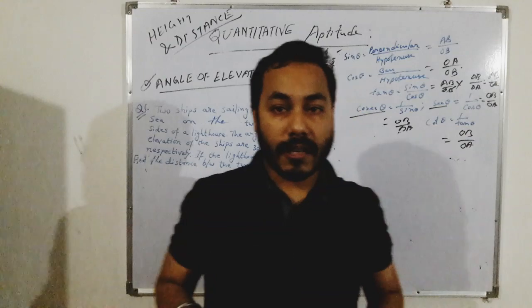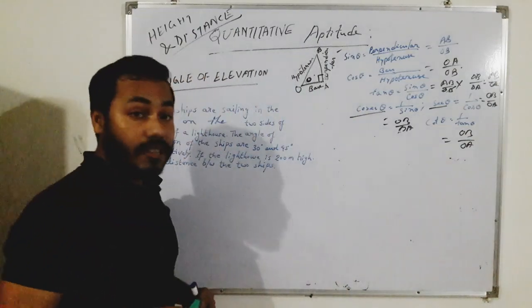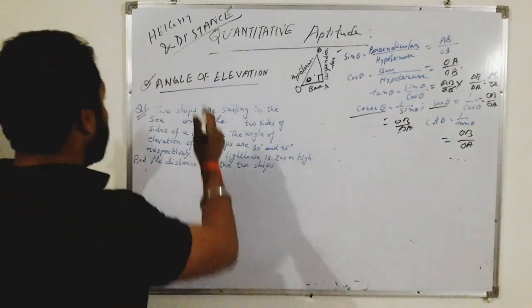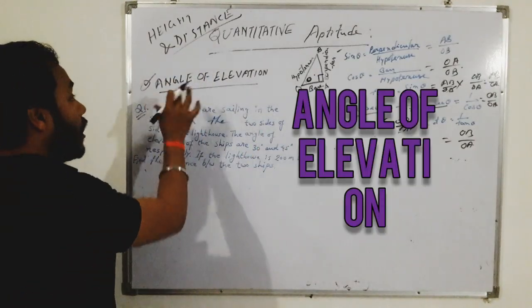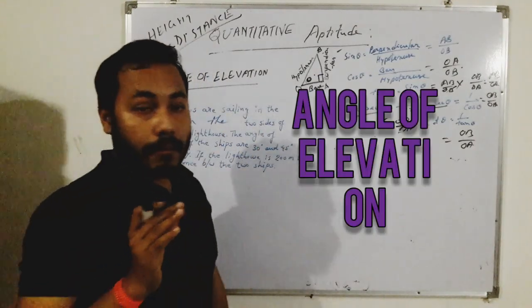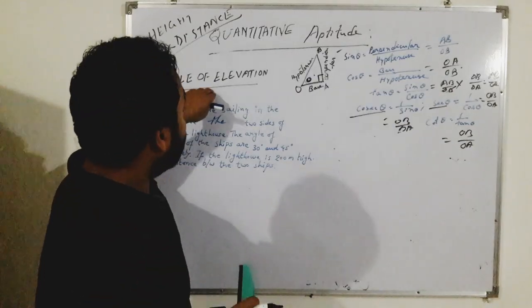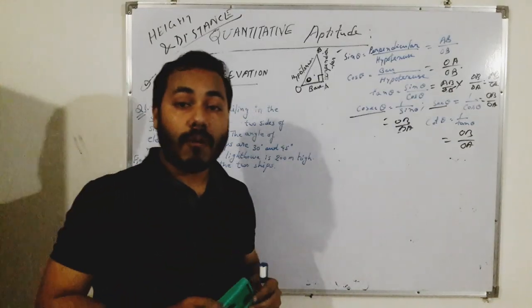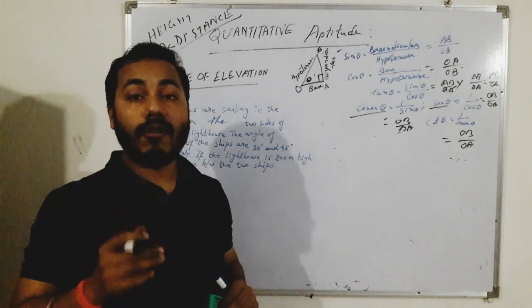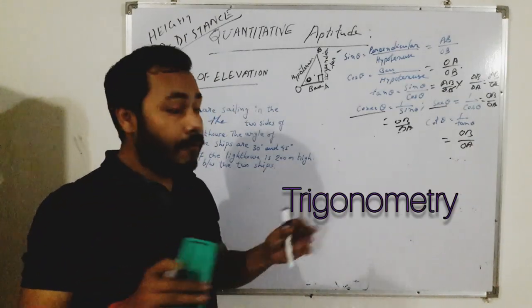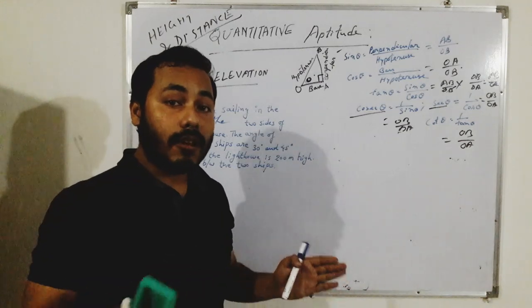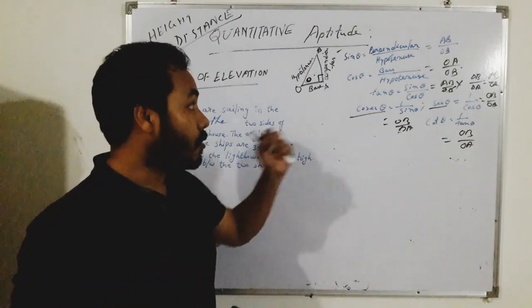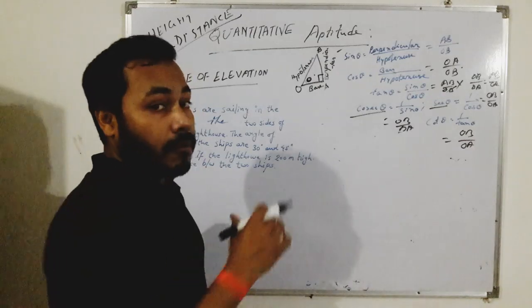So without wasting our time, I'm coming to today's topic, and today our topic is height and distance, and under height and distance I'm going to cover angle of elevation. But before going to the angle of elevation, you should have some preliminary idea on trigonometry. If you have a preliminary idea, that is very good. But if you don't have, that is also fine, because I am going to cover them also. So first of all, trigonometry.